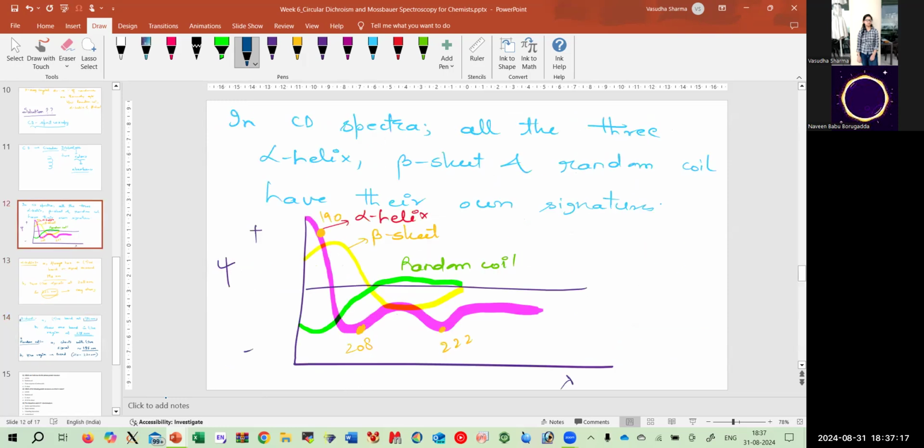So as we said, this is your 195 and this is your 195, but this is negative, this is positive, and this is for the random coil. And the broad signal that is going to come is in between that range, 210 and 230. Similarly, in beta sheet, we only see a signal at 218. So this is where we can easily find out with the help of CD spectroscopy.